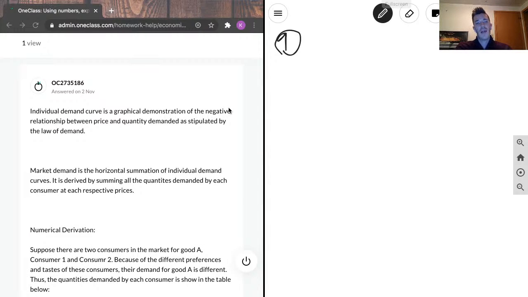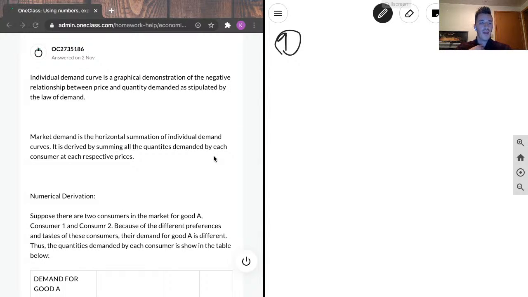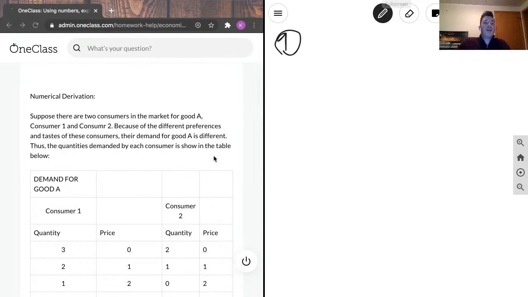An individual demand curve is a graphical demonstration of the negative relationship between price and quantity demanded as stipulated by the law of demand. Market demand is the horizontal summation of individual demand curves. It is derived by summing all the quantities demanded by each consumer at each respective price. Numerical derivation: suppose there are 2 consumers in the market for good A, consumer 1 and consumer 2. Because of the different preferences and tastes of these consumers, their demand for good A is different. Thus, the quantities demanded by each consumer are shown in the table below.